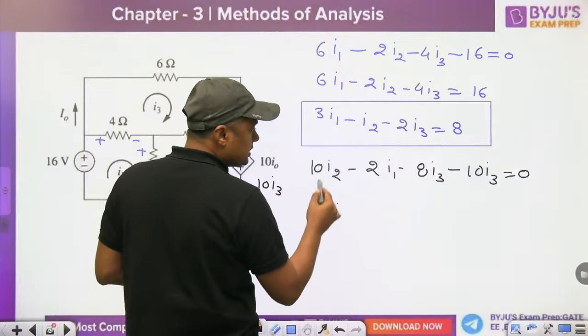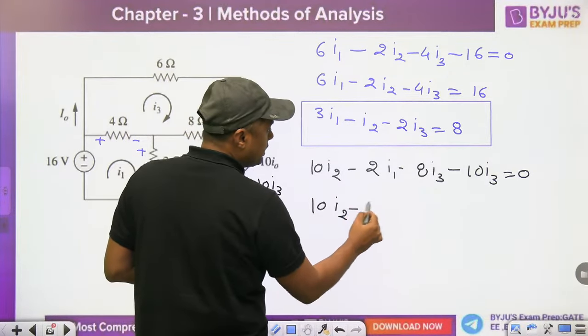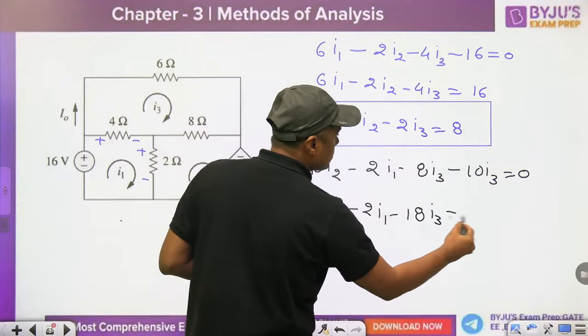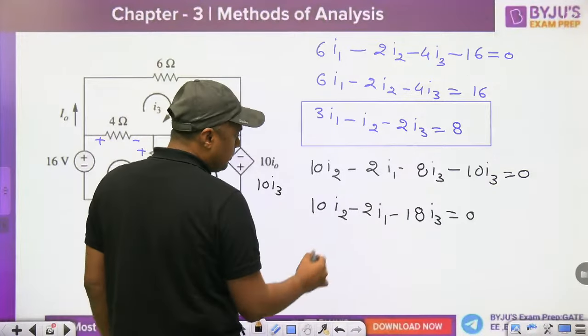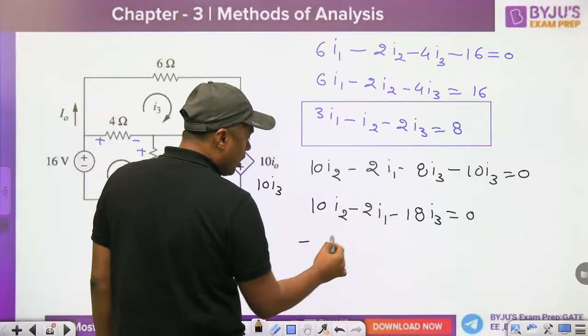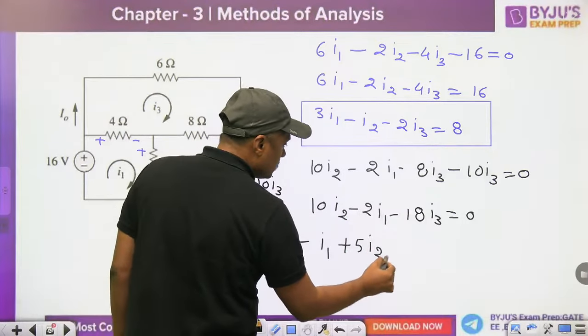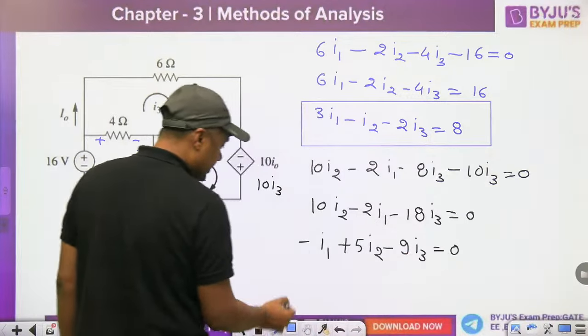So 10I2 minus 2I1 minus 18I3 is equal to 0. Now you can take 2 as common, so it will become minus I1 plus 5I2 minus 9I3 is equal to 0. This is the second equation.